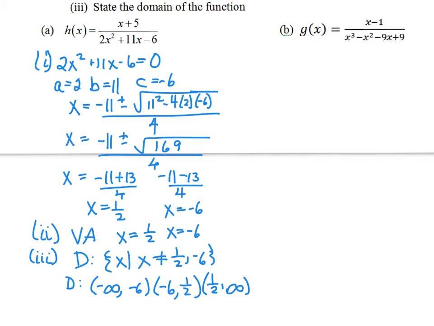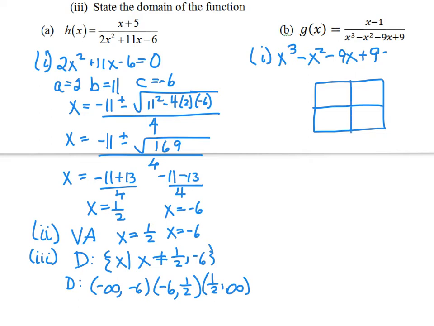Let's take a look at the second example. g of x is equal to x minus 1 over x cubed minus x squared minus 9x plus 9. For part 1, I want to find where this is undefined, so I want to set my function denominator equal to 0. Now you can either recognize this as a factor by grouping or factor using your box method. So I want to set this polynomial equal to 0.